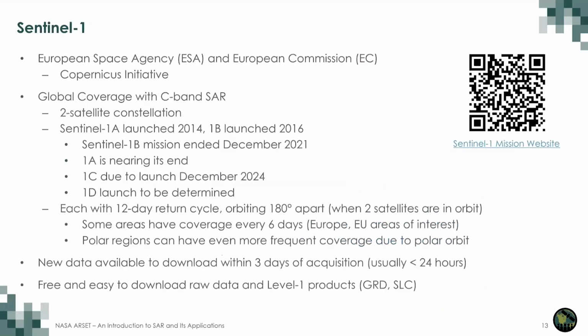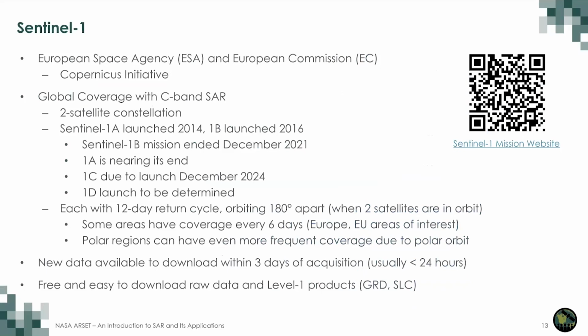The Sentinel-1 mission is the most commonly accessed dataset that we serve. This is an effort of the European Space Agency and European Commission and is part of the Copernicus initiative of satellites. Many of you may be familiar with some of the other Sentinels. Sentinel-2 is the optical mission, and Sentinel-1 is the SAR mission. It provides global coverage with C-band SAR, and it was designed as a 2-satellite constellation. The first satellite, Sentinel-1A, was launched in 2014, followed by the second in 2016, and we had 5 glorious years of having those 2 satellites collecting data.